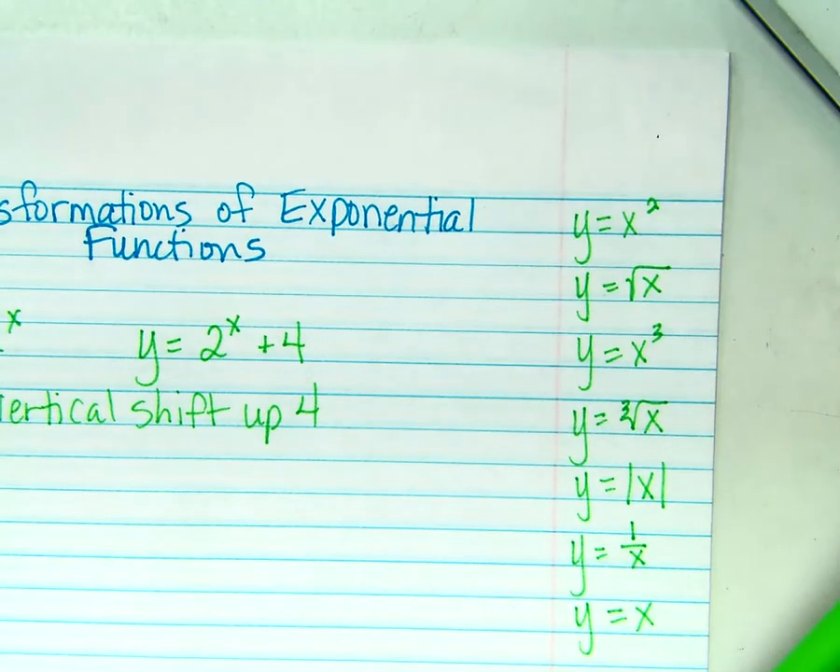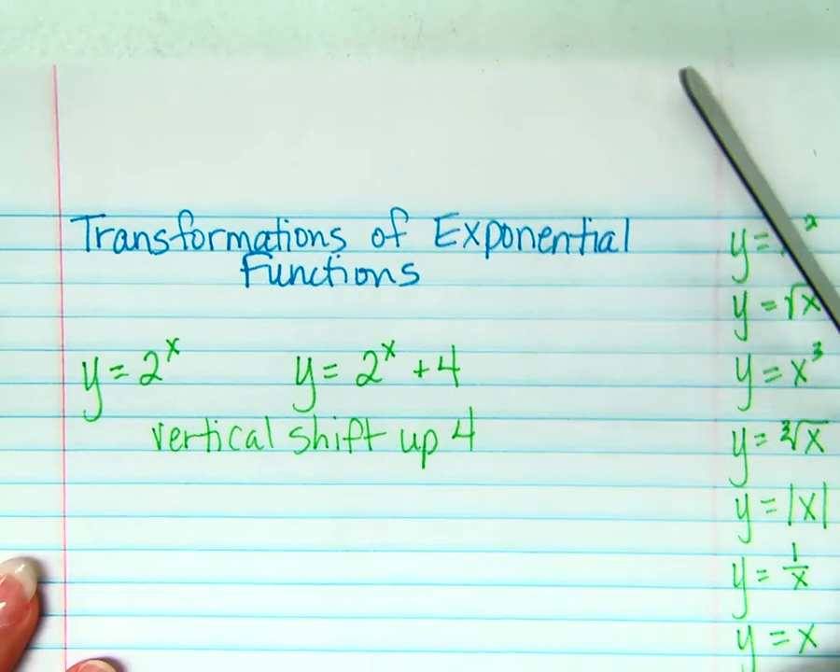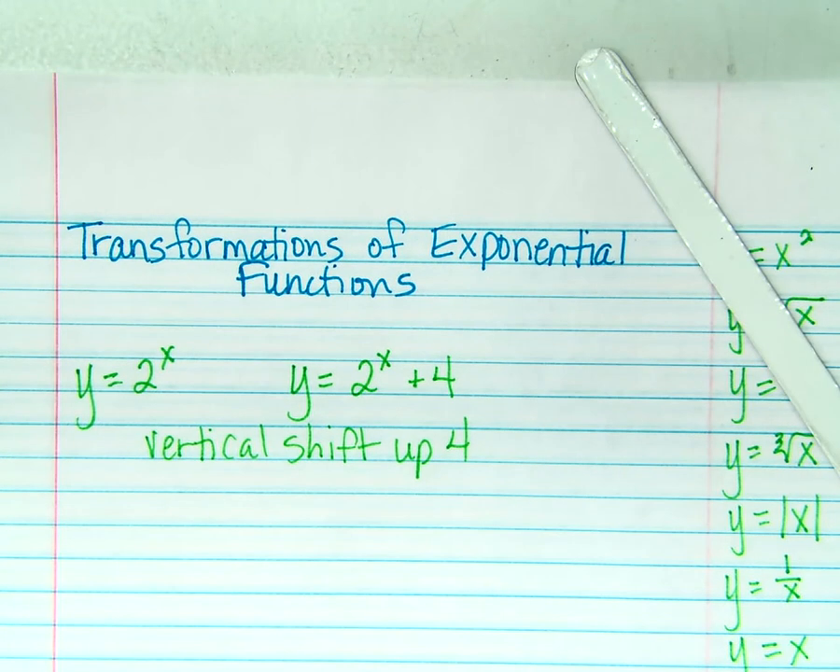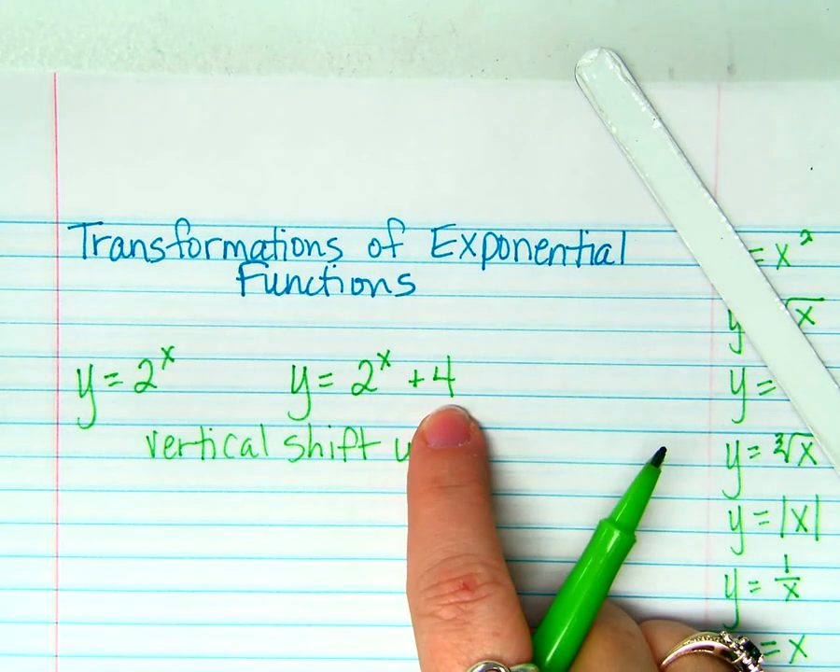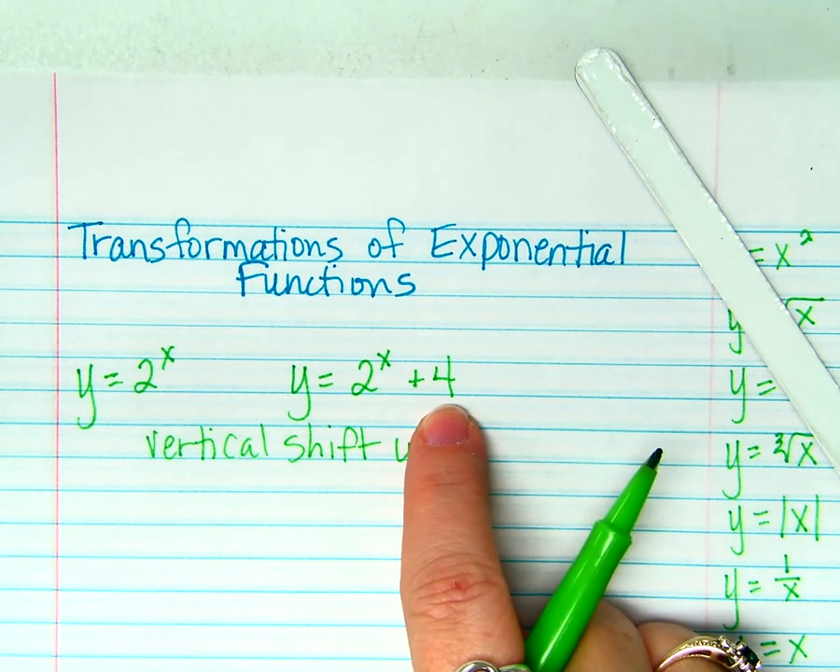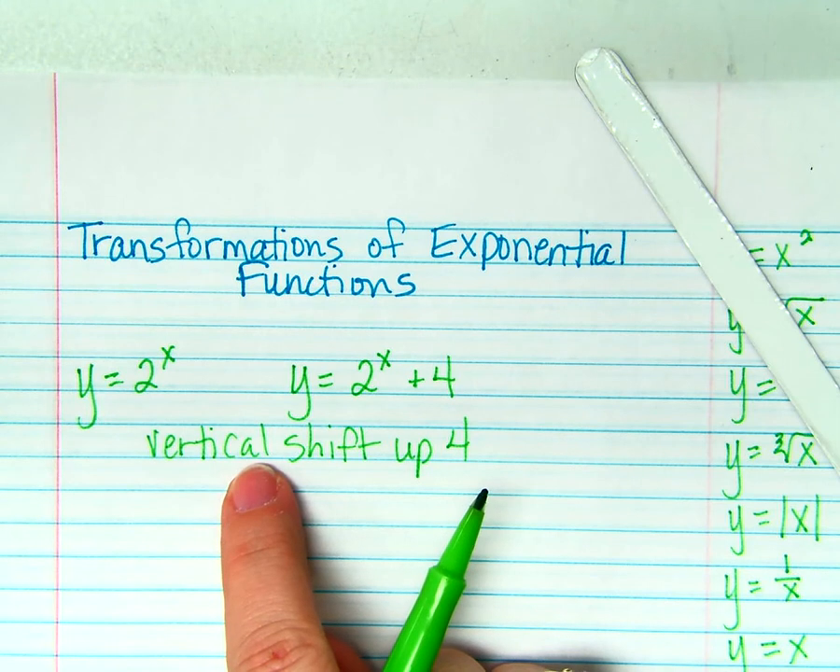What are we talking about when we talk about exponential functions? Inside and outside of what? The exponent. That's exactly right. This is outside the exponent. It's not part of the exponent. So that's going to follow all of our outside rules. It's going to be a vertical change.